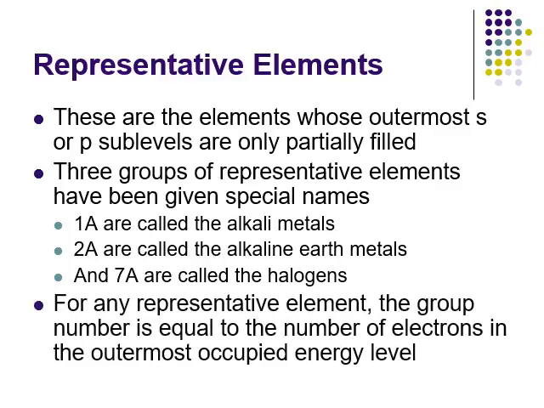And here's the neat thing. For any of the representative elements, its group number will be equal to the number of electrons in its outermost energy level. That means its valence electrons, which we'll talk more about coming up. So like the alkali metals, because they're group 1A, would have 1 electron in their highest energy level. All the alkaline earth metals, because they're in group 2A, have 2 electrons in their highest energy level. The halogens, group 7A, have 7 electrons in their highest energy level.